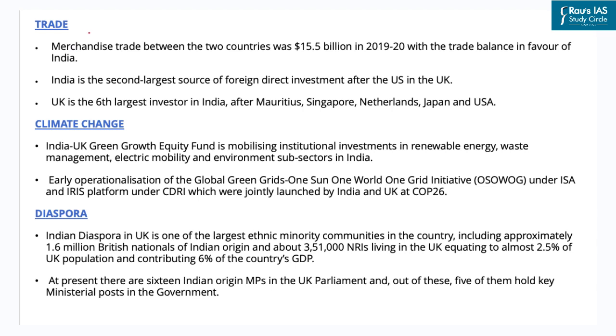The first feature of the India-UK relationship is related to trade. Now, the merchandise trade between India and UK was close to $15.5 billion in the year 2019-20, with the trade balance in favor of India. So, UK is one of the countries with which India enjoys a positive trade balance. Further, India is the second largest source of foreign direct investment after the US in UK. And UK, on the other hand, is the sixth largest investor in India.